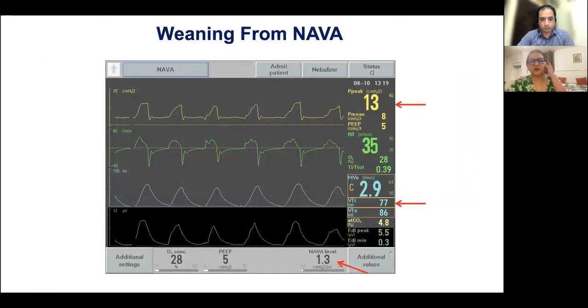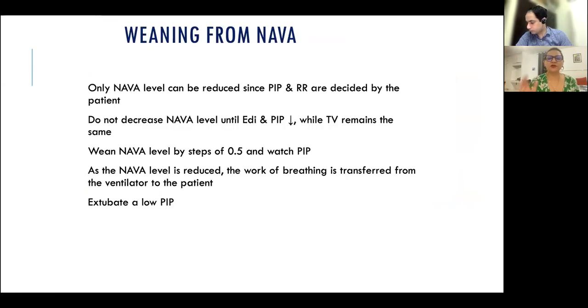How do you wean the NAVA? You will wean the NAVA when you have reached lower pressure with the tidal volume coming normal, and with the lower EDI and with the lower NAVA level. That's the time when you are going to wean the NAVA. So what does it mean? PIP and the respiratory rate are decided by the patient. So the only thing you can reduce is NAVA.